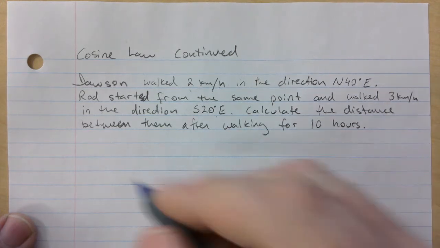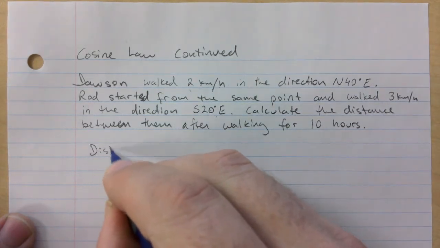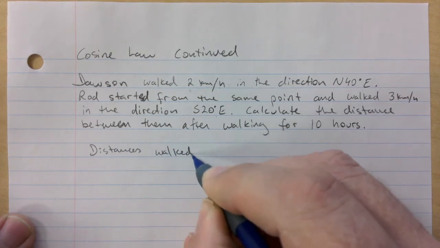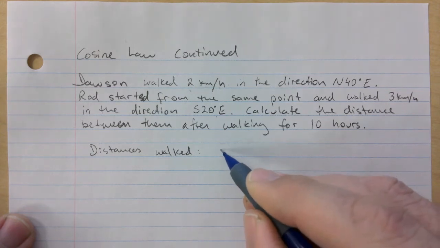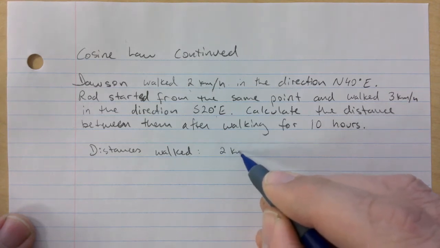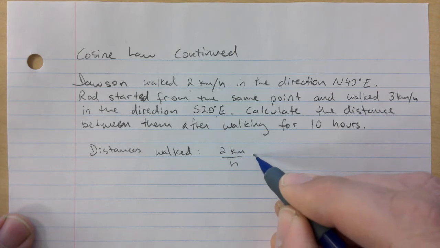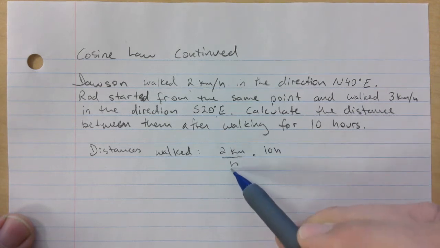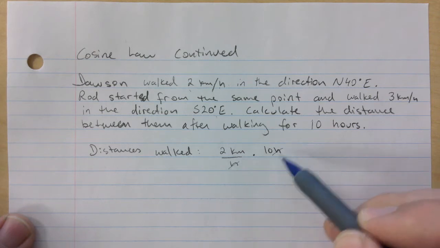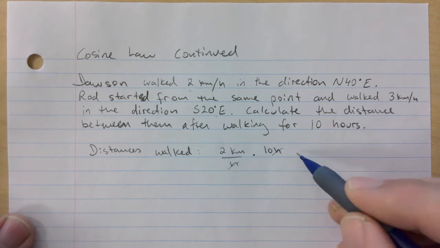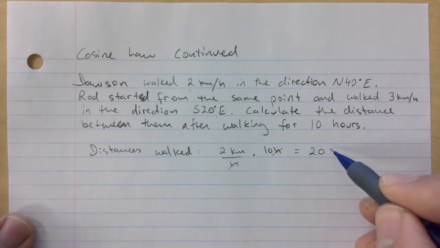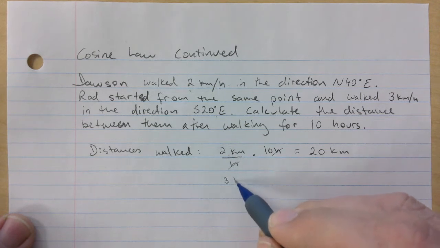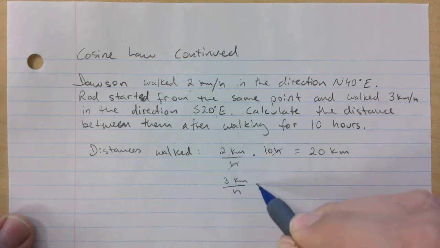So to find the distances that each of them walked, we would just go 2 kilometers per hour times 10 hours, right, for Dawson. And so the hours cancel out here. And so it's 2 times 10, which is essentially walked for 20 kilometers. And then there's 3 kilometers per hour times 10.